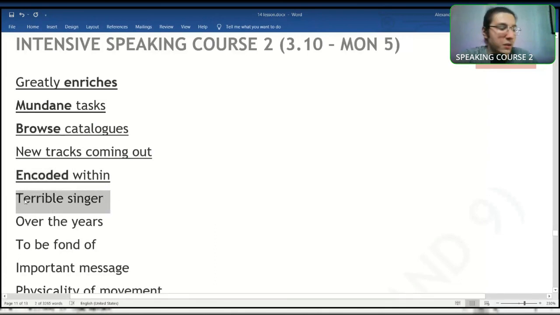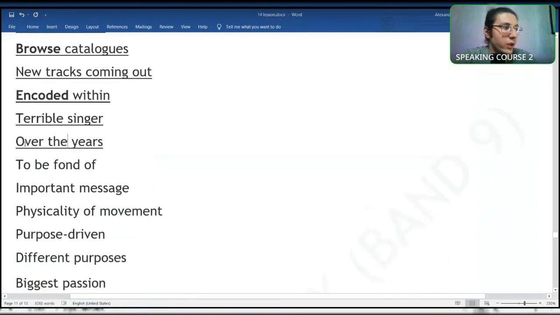Terrible singer, literally me. Over the years, which means through the years. Great collocation, just learn this. To be fond of means to like something. Great collocation, I like it. Important message. Physicality of movement.